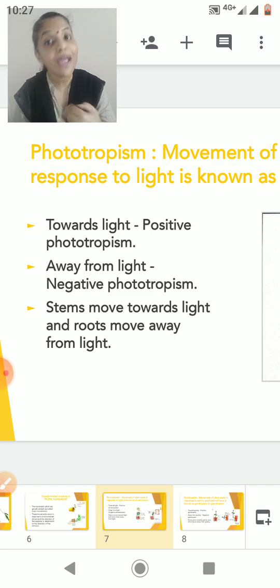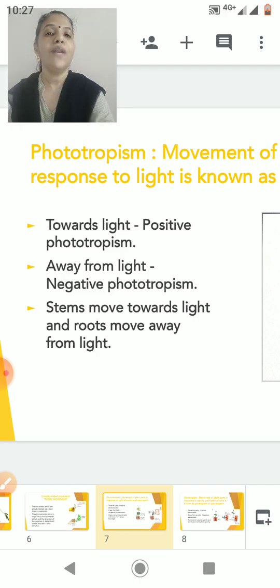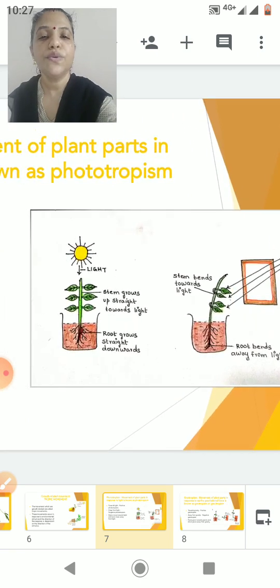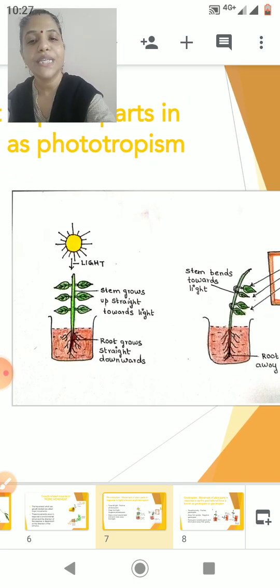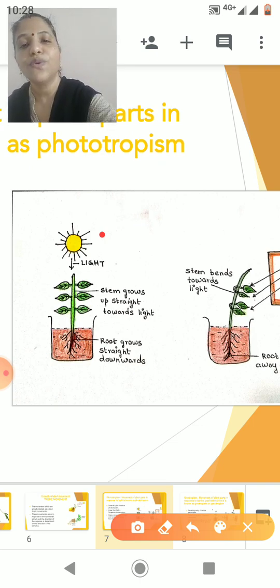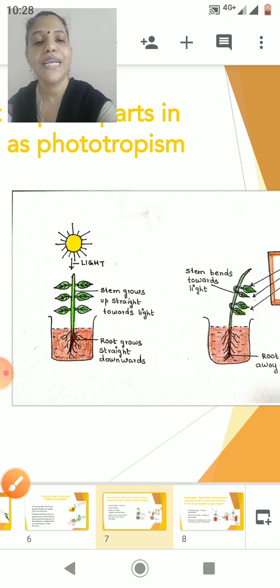And if it is moving away from light, in that case you call it negative phototropism. Stem always moves towards light. So stem is positively phototropic, whereas roots move away from light. That means the roots are negatively phototropic. Now let's look into the picture here. Here in this picture, students, you can see this is the stimulus, that is, the sunlight. Phototropism. So light is the stimulus. You can see the plant is growing in the upward direction. Now let's see the next picture over here.